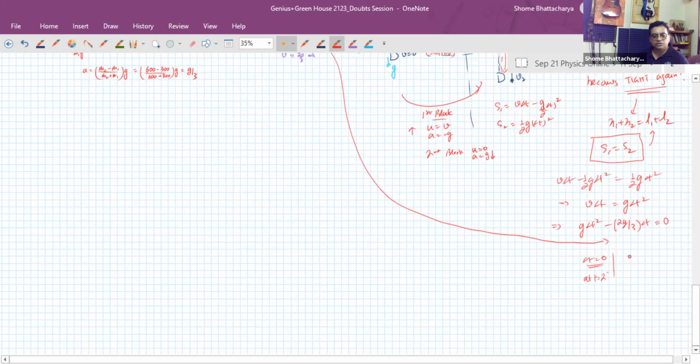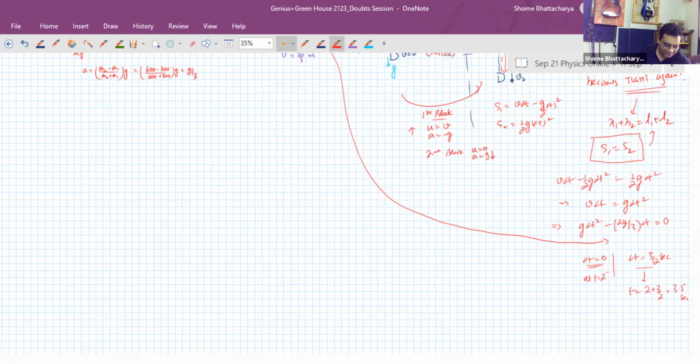But the other solution is at delta T equal to how much does that become? 3 by 2 seconds, right? So this is at T equal to 2 plus 3 by 2 or 3.5 seconds. So this is when the string becomes tight again. Okay, so I think that is what you have to ask. You have to find the time elapsed before the string becomes tight again. So that will be 1.5 seconds, because from 2 seconds, the delta T further time is that much.